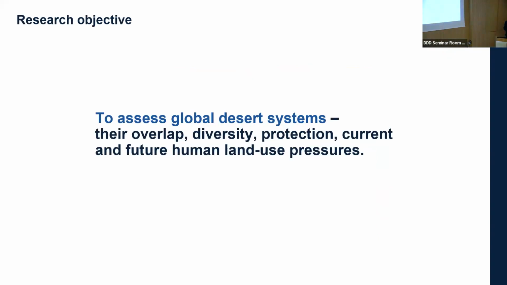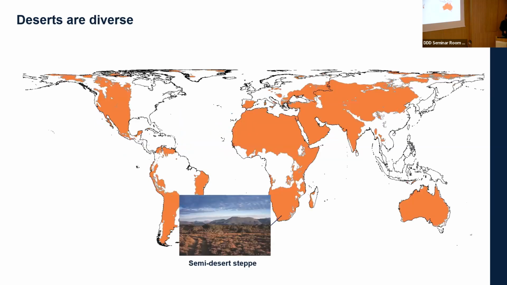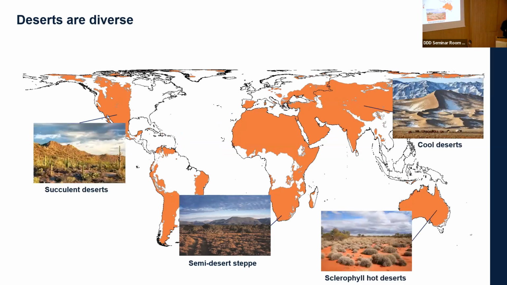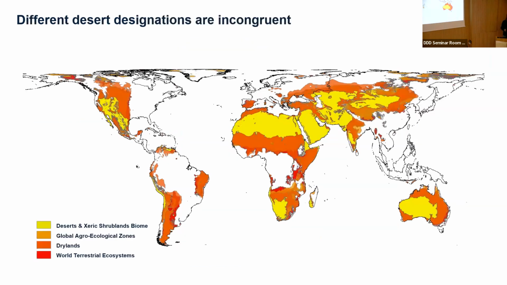And thus my research objective is to assess global drylands, desert systems, their overlap, diversity, protection, and current and future human land use pressures impacting deserts. As I mentioned, deserts are diverse, spread across the world. These include semi-desert steppes, succulent deserts, sclerophyll hot deserts, cool deserts, and hyper-arid deserts.